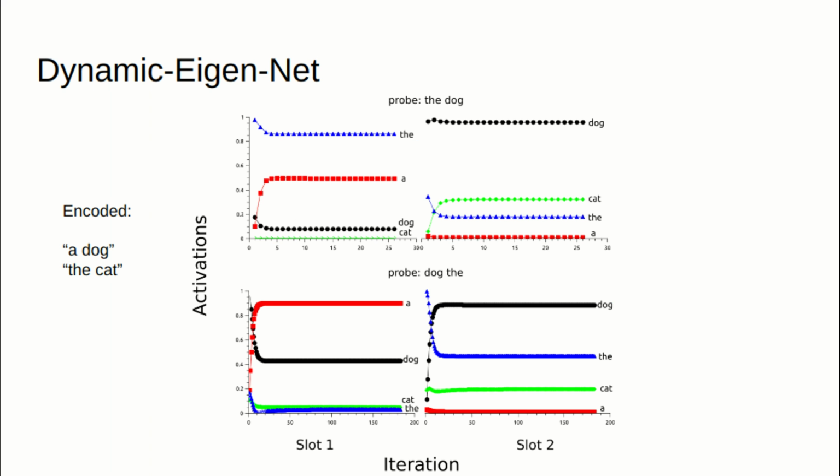A look at the activation of different words after a probe shows the system settling dynamics. The vertical axis shows the momentary activation of the 4 words in the first and second slots, respectively. When we probe with the dog, as shown in the top panel, the dynamic eigennet reaches a steady state favoring the novel pattern. The word the, blue triangles, is most active in the first slot, and the word dog, black circles, in the second. Now in the bottom panel, when we probe the system with dog the, which contains the same words but in reverse order, the system pushes initial activations down to favor a structurally consistent steady state.